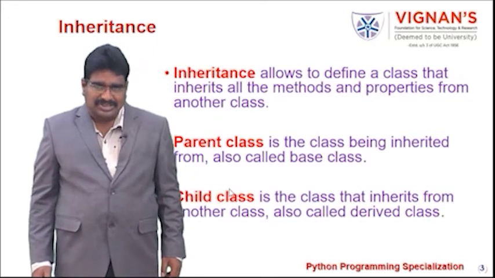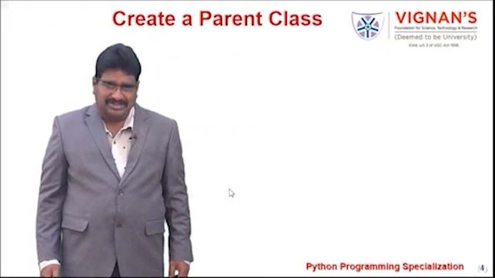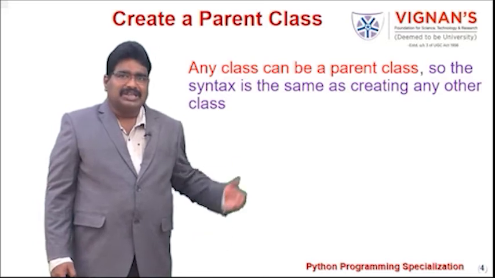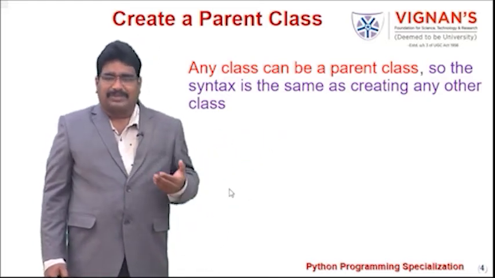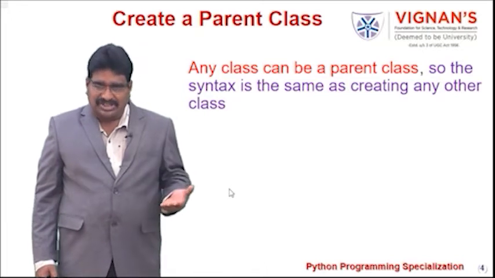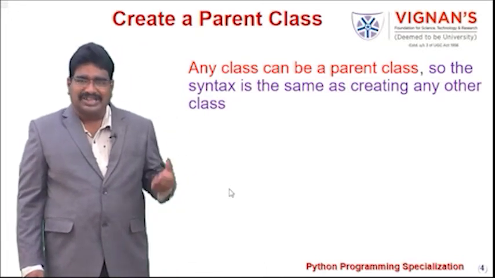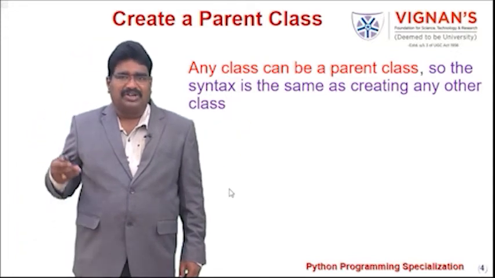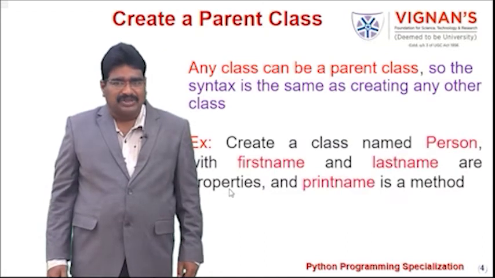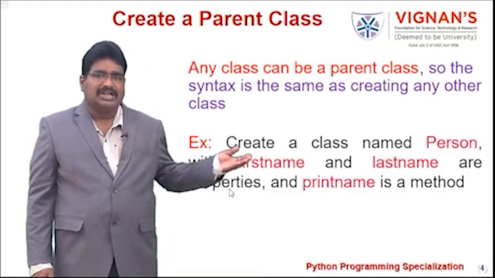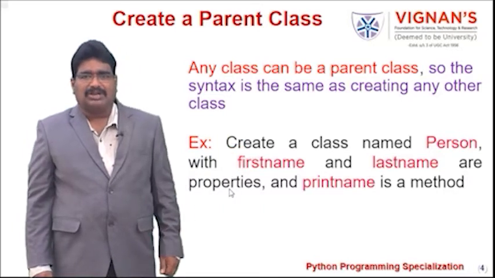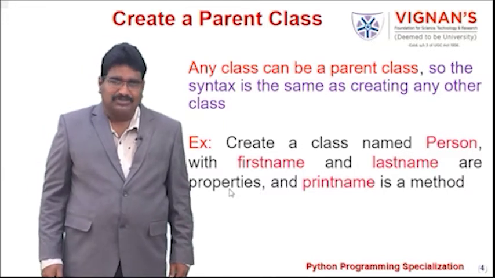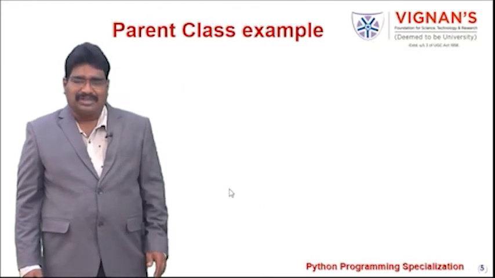So we try to discuss how to define the parent and the child classes in the Python programming language. Whenever we need to create a parent class, any class can be a parent class. So parent class creation is nothing but class creation in Python. The syntax is just similar to the class definition in Python. Now we discuss one simple example where we want to create a parent class. Its name is Person, consisting of the attributes first name and last name, and we want to define a method. Its name is print name. So this is one example of how to define a parent class.